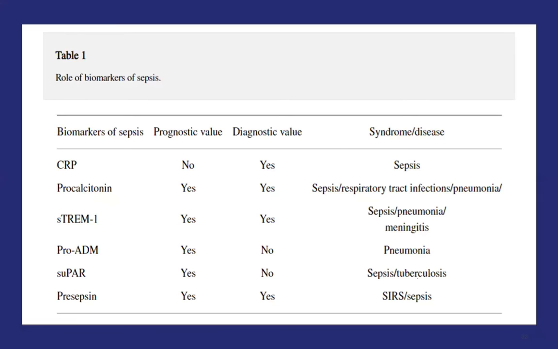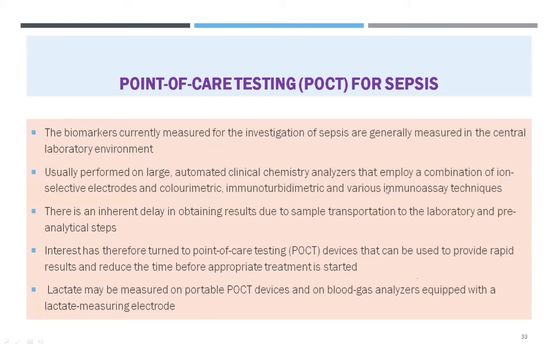Let us have again a quick review of these biomarkers of sepsis. Procalcitonin, sTREM1, and presepsin have prognostic as well as diagnostic value. CRP has only diagnostic value. Pro-ADM and suPAR have just prognostic value. So these are all the biomarkers of sepsis with their corresponding prognostic and diagnostic value.